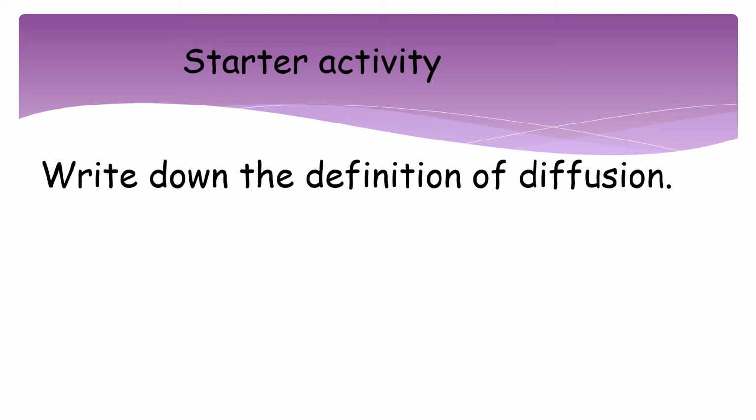So we should now be an expert at what diffusion is and what diffusion means, and we should also be an expert in the cell membrane and what it is made up of. If you are not and you're struggling with that, you need to go back to videos 4 and 3. So what we've got to do for our starter activity today is to write down the definition of diffusion.